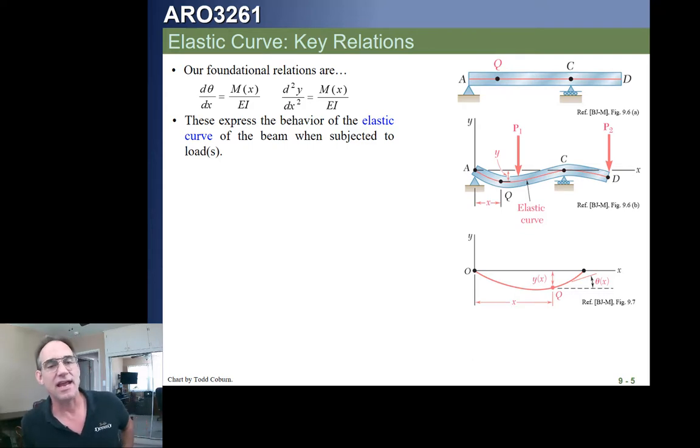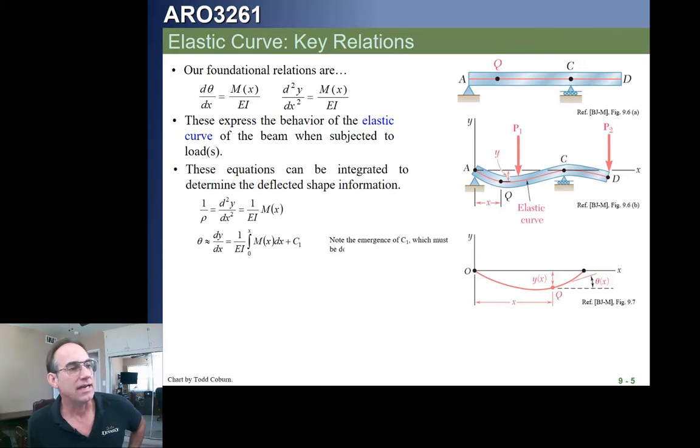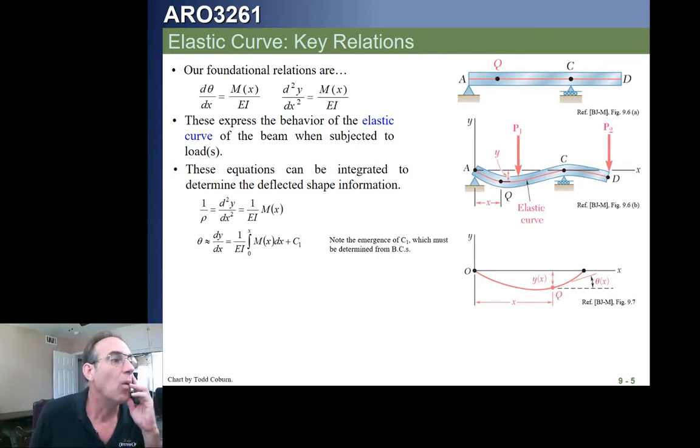Okay, and then theta, the slope of that curve, theta of x, is just the derivative of that. So these can be integrated to get the deflection, which means we can remember this. Theta is simply 1 over rho, right? The 1 over the radius of curvature. So we've got these two we can just integrate.